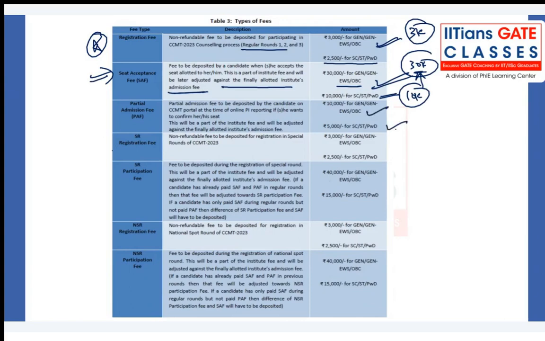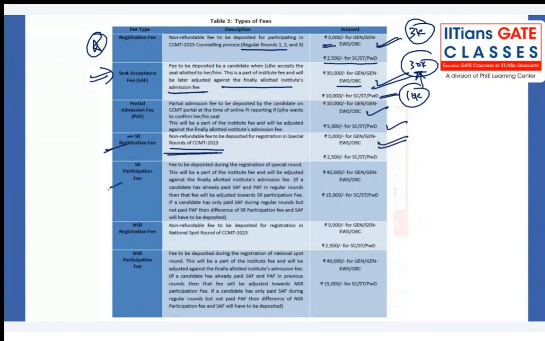And the registration fee, okay, non-refundable fee for special rounds, okay. So if you want to go for special rounds, you have to pay 3,000 again, right? This is very important. For regular rounds the fee is 3,000. For special rounds, okay, SR, you have to pay 3,000, right?